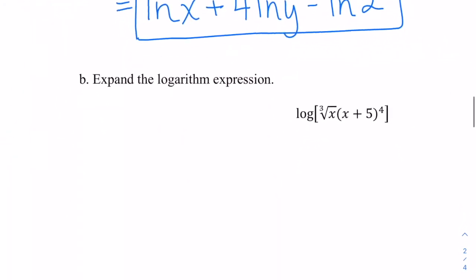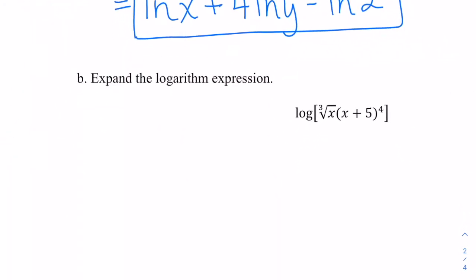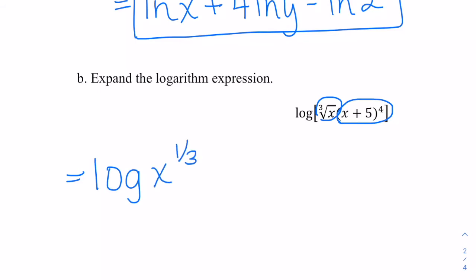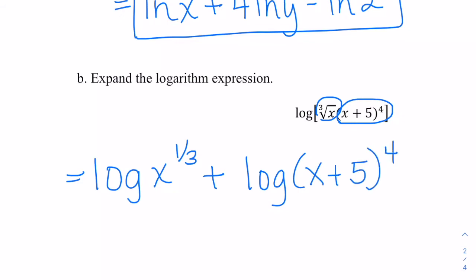Let's expand this expression. So we can see right here that there's a product. We have the cube root of x, and then we have x plus 5 raised to the fourth. So this is going to separate into a sum. And what I'm going to do is write this as log of x to the 1/3 plus log, and this is a common log, of x plus 5 to the fourth.